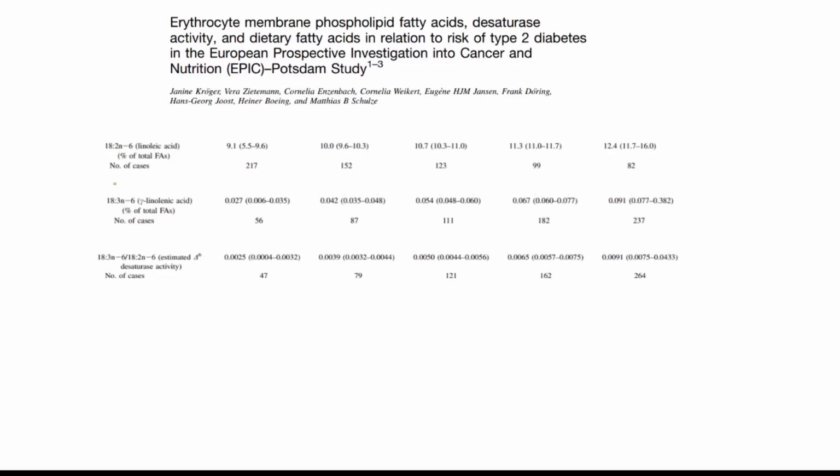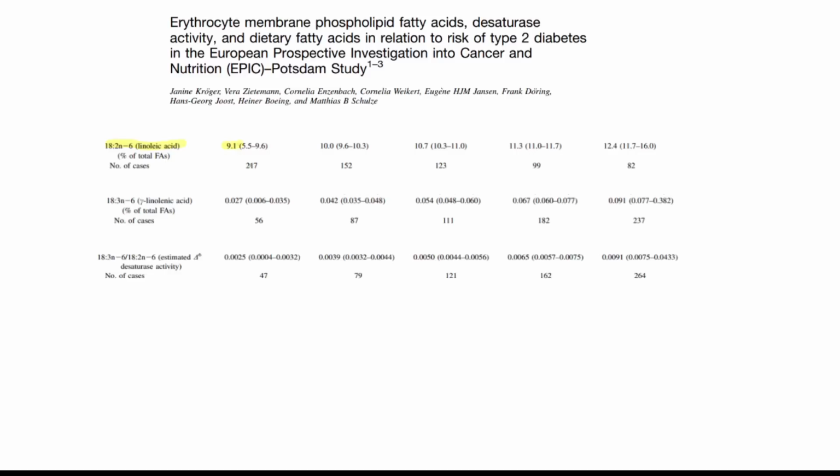And so how important is this D6D index really? Well, this is the EPIC-Potsdam study in Germany, where they looked at the phospholipids from thousands of different people, and they correlated all of the different fats to risk outcomes. You see this one on top here is linoleic acid, and these people have the least linoleic acid. They only have 9.1% of their phospholipids.